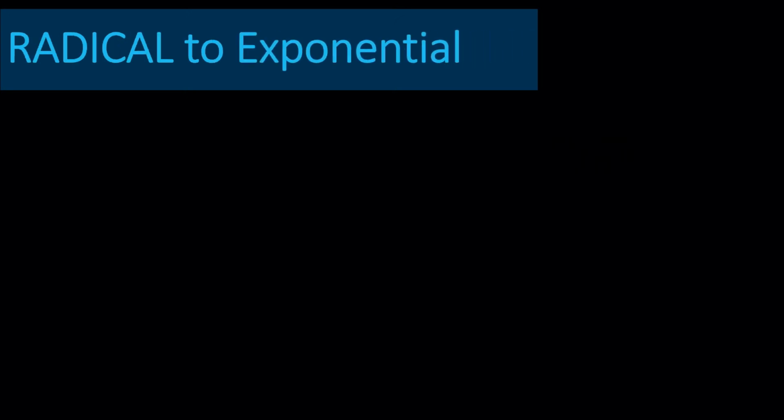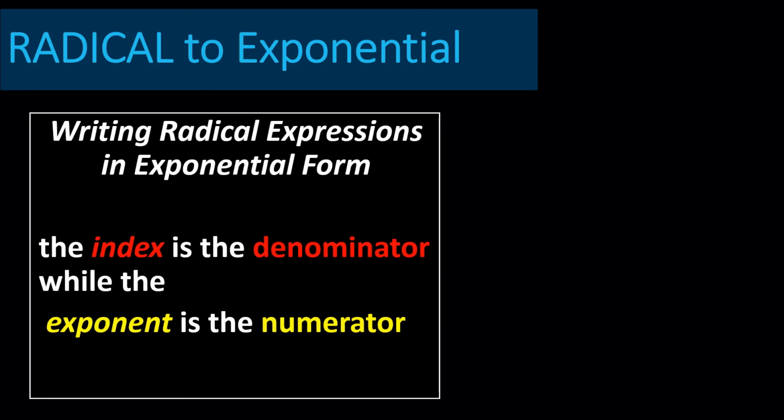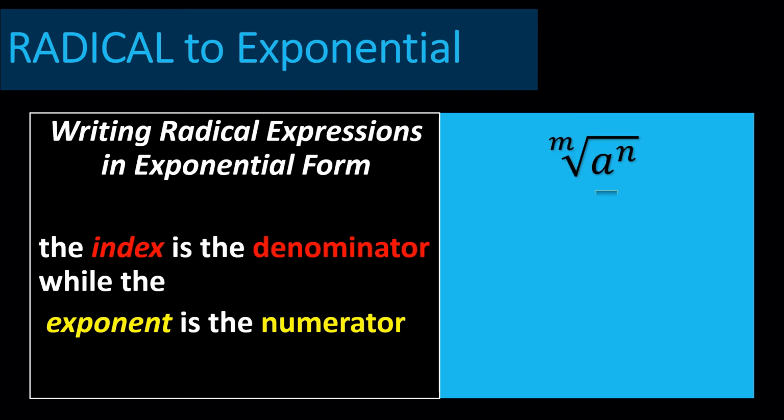Let us have the reverse process from radical to exponential form. In doing that, the index is the denominator while the exponent is the numerator. What we are referring to as the exponent here is the common exponent of the radicand, especially if we have a lot of factors in our radicand.